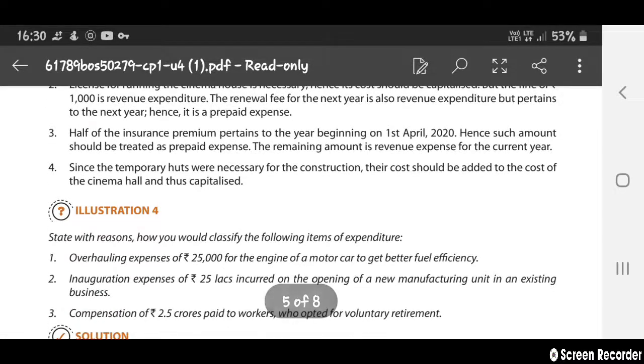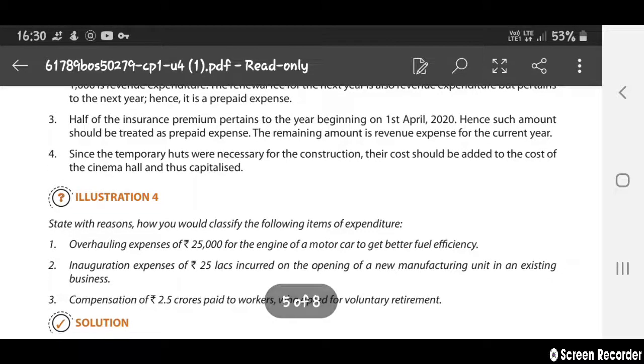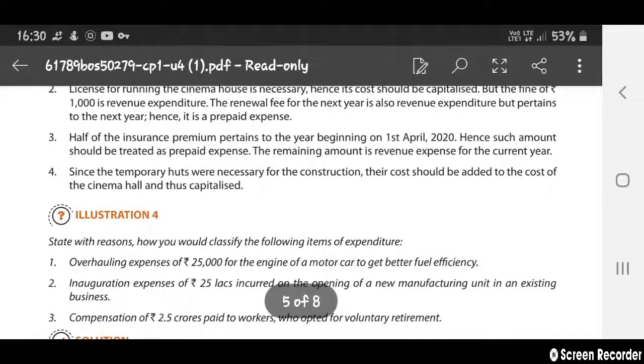So half of the insurance premium pertains to the year beginning on 1st April 2020. Hence, such amount should be treated as prepaid expenses, and the remaining amount is the revenue expense. So half of the amount you have paid should be taken as prepaid expenses, and the leftover amount should be the revenue expenses for that current year.